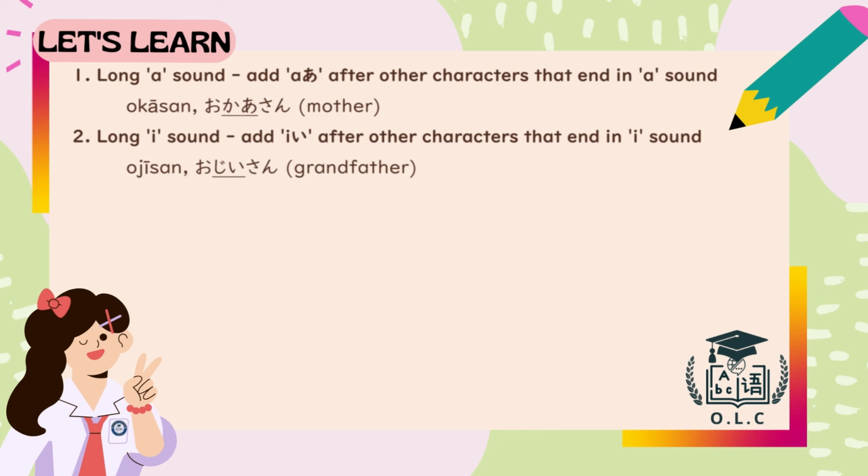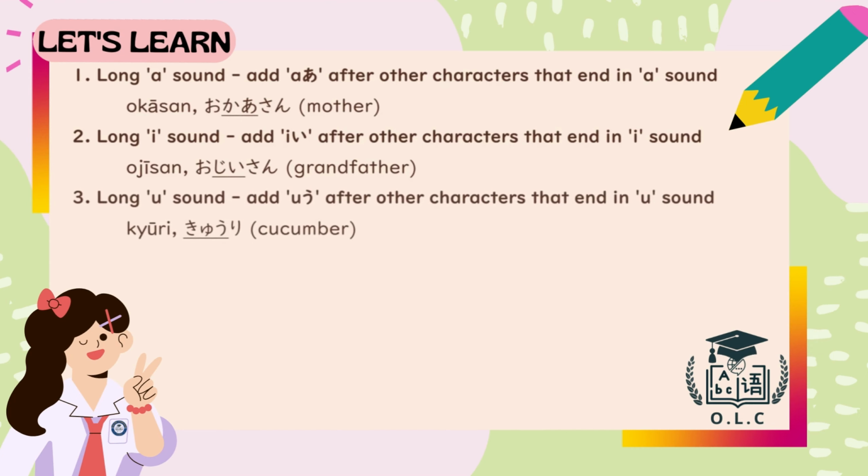One thing to note with this pattern is that sometimes the Romaji writing for this long vowel sound is indicated by writing the E, rather than the dash above the vowel letter. Third, we can create the long U sound by adding U after other characters that also end in U sound. A good example is the word for cucumber. And as you can see in this example, the long vowel sounds can also be created with Yōon combinations.